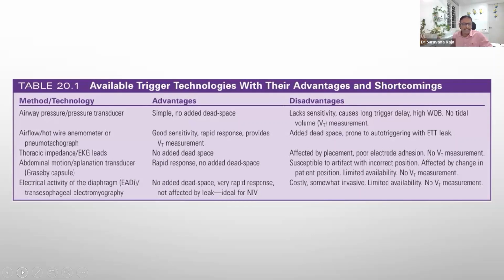And coming to the electrical activity of the diaphragm, here there is no added dead space. So it gives very good rapid response. It's not affected by leak. It's the ideal one for doing non-invasive ventilation. Of course, the disadvantage is it's costly and somewhat invasive, as we need to put the catheter inside the esophagus. Because of the limited availability, it has not yet come of age.